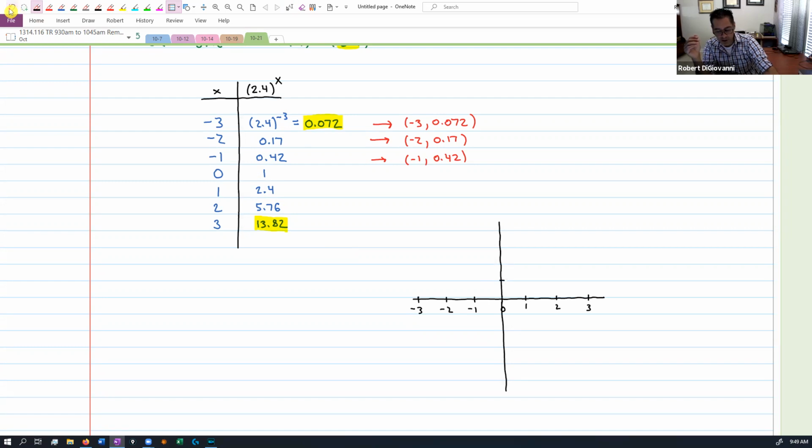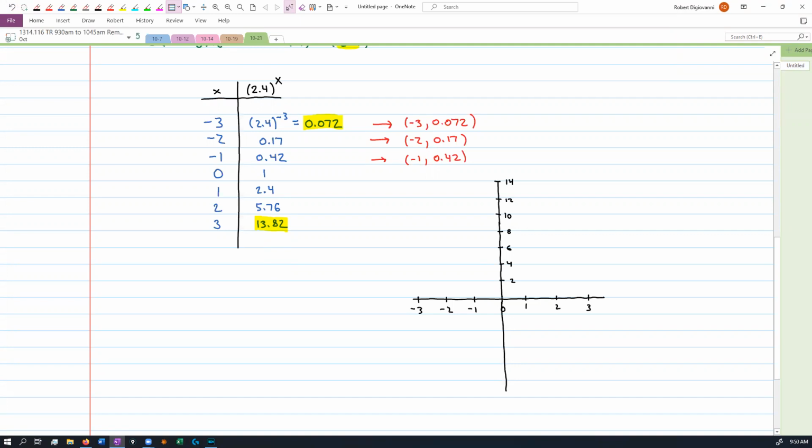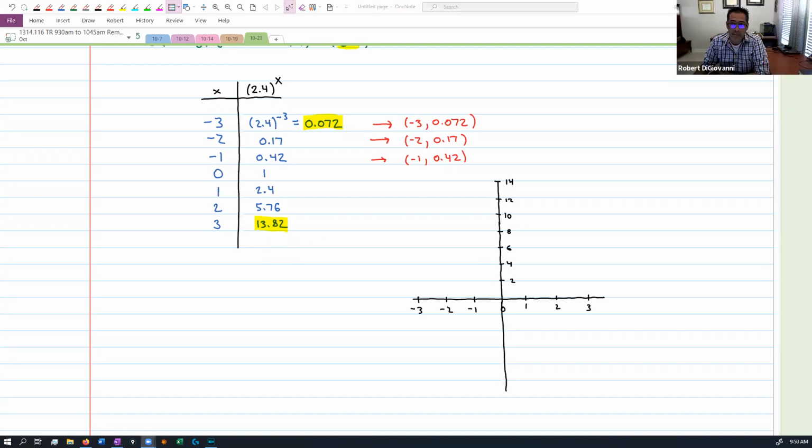So what I'm going to do is I think I will count by 2s instead. So 2, 4, 6, 8, 10, 12, 14. That should be able to fit the graph because the biggest number I get is 13.82. And now it's just a matter of plotting the points, right? Plotting the points.